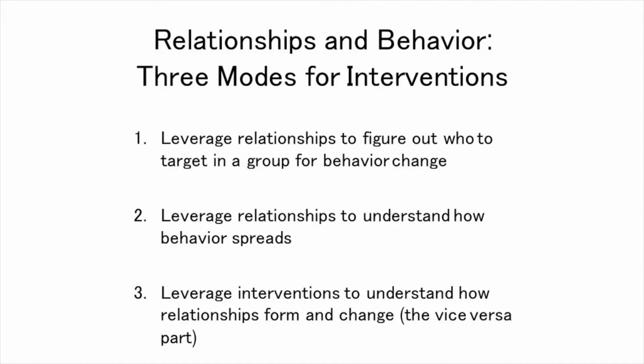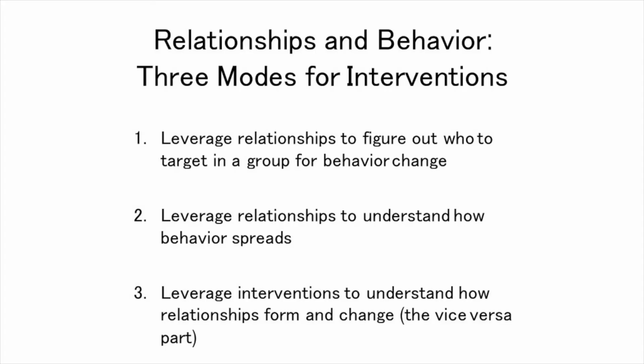So the first is, how can we leverage relationships among people in a group to figure out who to target in the group for behavior change? If you want something to take off, who do you go to first? So that's one big category of how we can use social relationships.